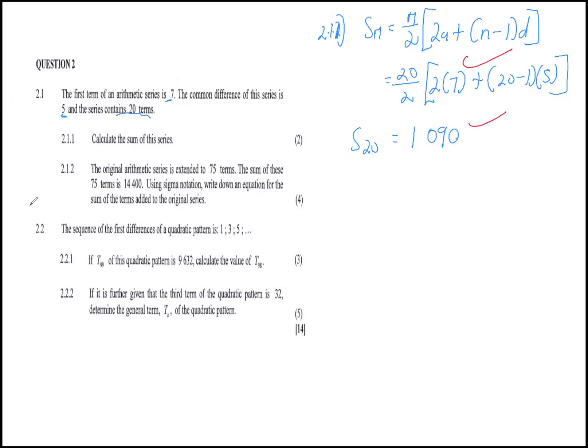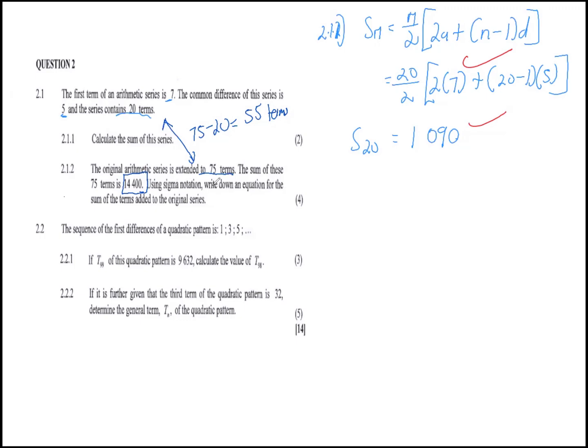Okay, then we have 2.1.2, which says the original arithmetic series is extended to 75 terms. What are they saying? It means from the 20 terms, they're now adding a certain number of terms to make it 75 terms. So if you can quickly do the maths, 75 minus 20, that means they added 55 more terms, right? They added 55 more terms. Now, if they add those 55 more terms, the sum of this whole 75 terms now makes 14,400.